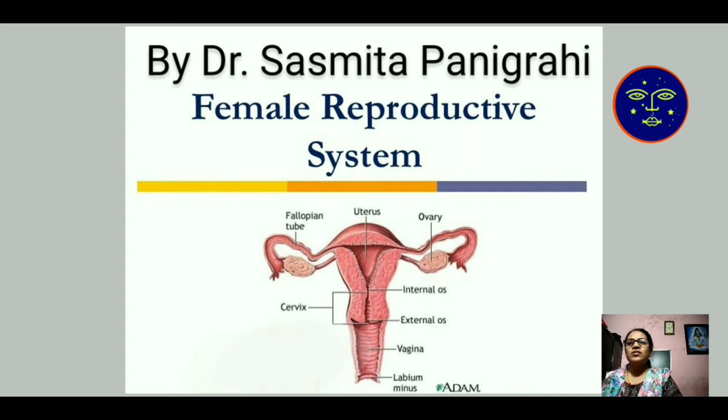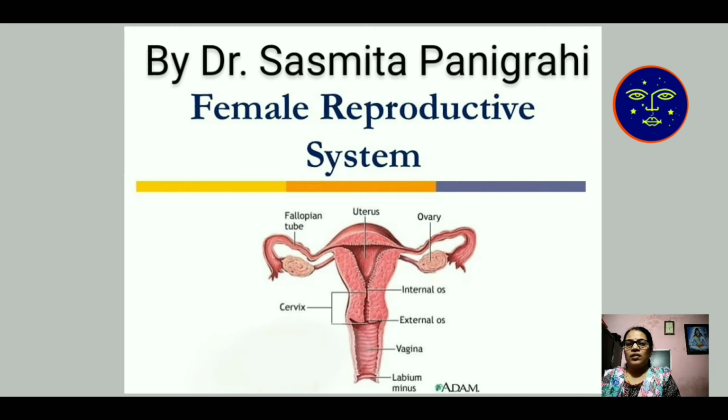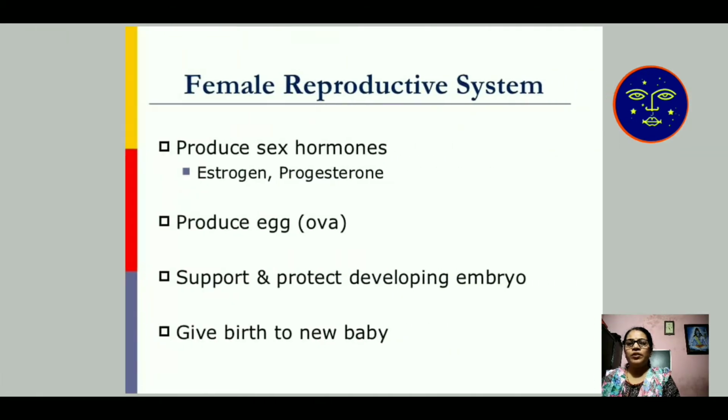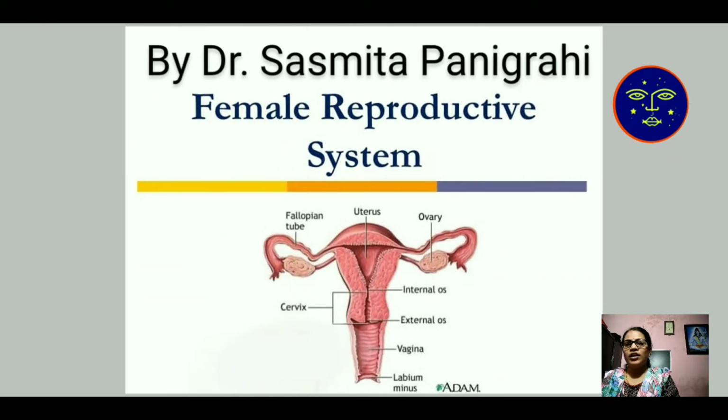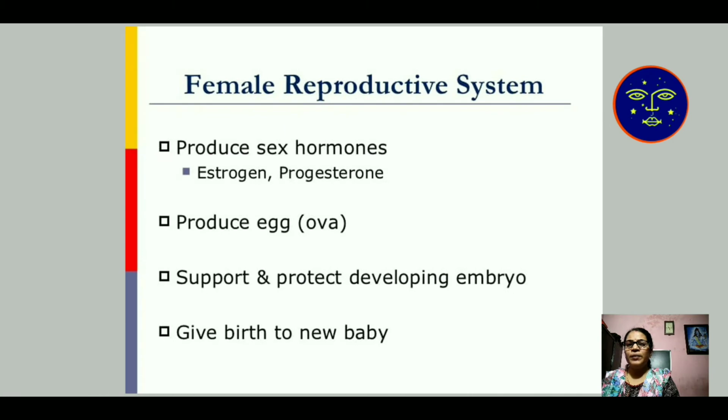Today we will discuss something about the female reproductive system. The female reproductive system contains the following parts. First is the cervix, then the vagina, then the upper part known as the uterus, and two ovaries. Two ovaries are attached with two fallopian tubes. The ovaries produce eggs.